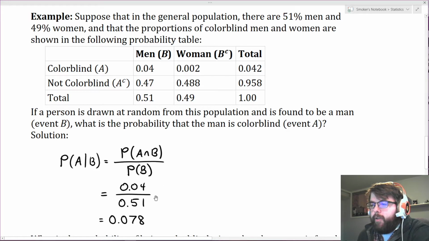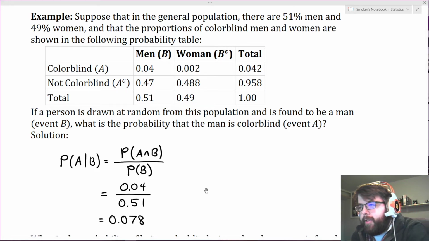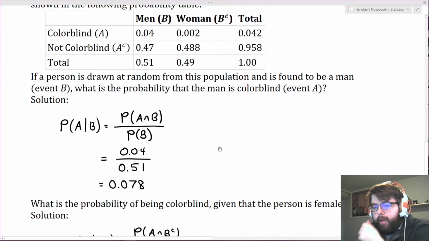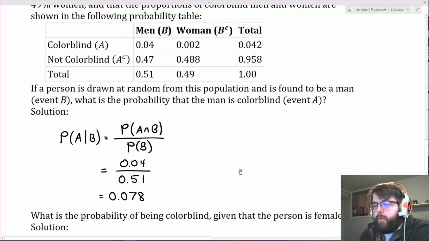Do you see the difference? In the entire population, it's a 4.2% chance that a person's colorblind. But once you know the condition that it's a male, that changes it to a 7.8% chance that they're colorblind. Hopefully that makes sense. As always, you can ask questions.